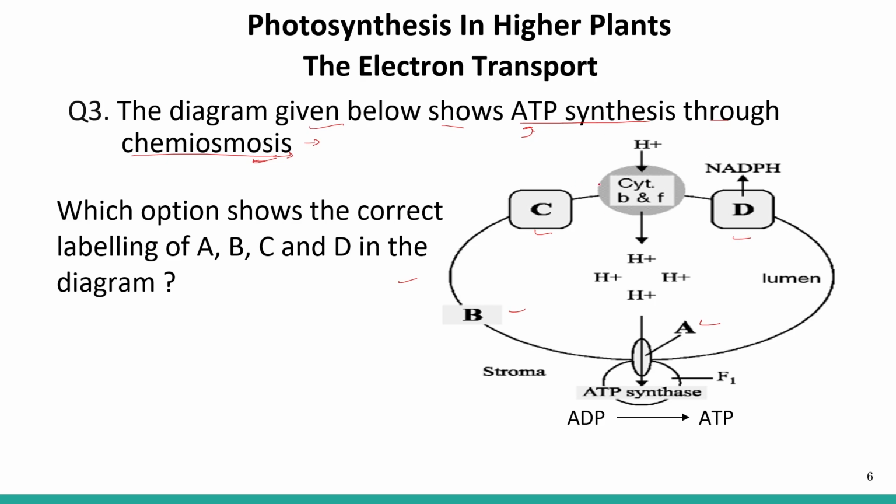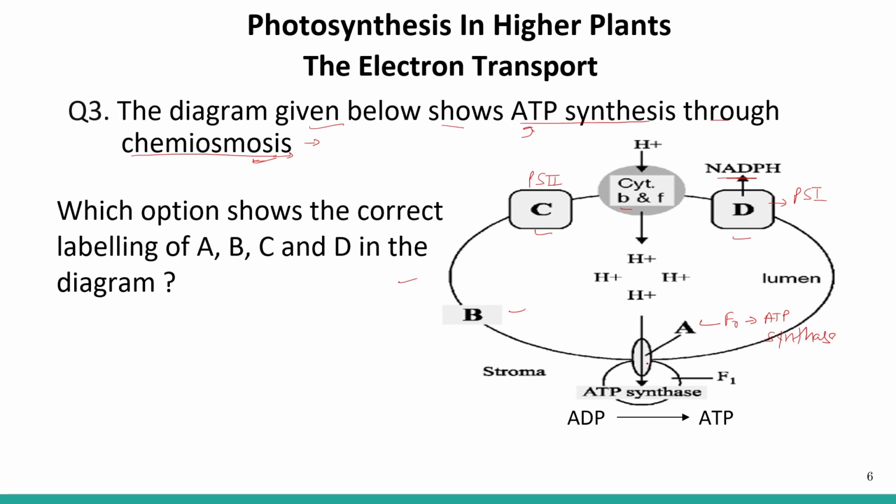All right. So I've already drawn this diagram in the previous question. So D is what? NADPH is formed where? What is the site of formation? Photosystem 1. Okay. Then this should be photosystem 2. Here photolysis of water takes place. This is the cytochrome B6F complex. What should be A? A is the F0 part of what? ATP synthase.